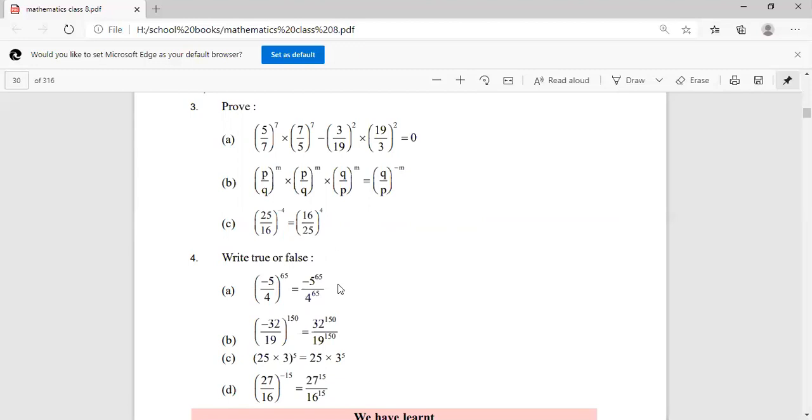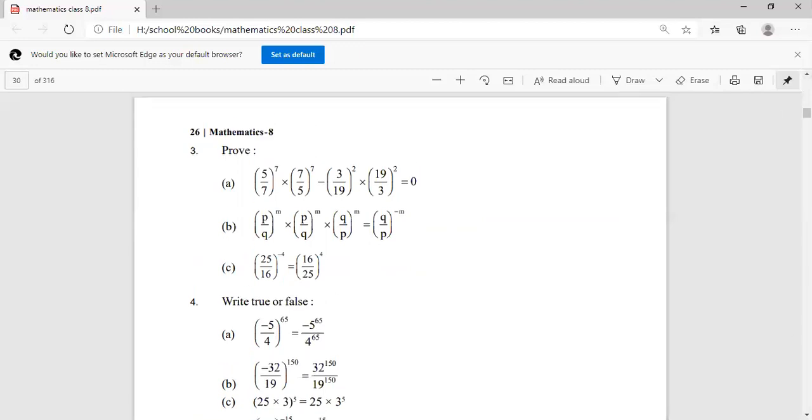If left hand side and right hand side part are equal, then the given condition is true. But if the left hand side part and the right hand side part are not equal, that means the given condition is not true. That condition is false. So these are the two exercises you have to solve.